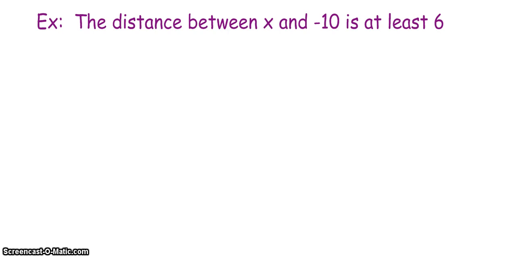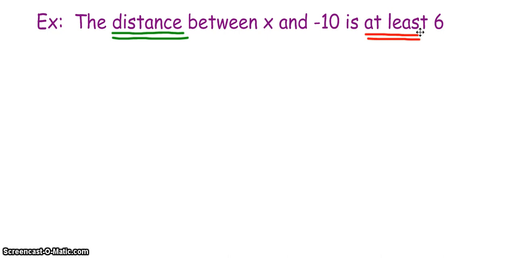Alright, so let's talk this time. We're going to set up the distance between x and -10 is at least 6. So I'm going to point some important things out to you. First of all, we've got this word distance again, which should indicate difference, and then we want to take absolute value. But then we have this at least.